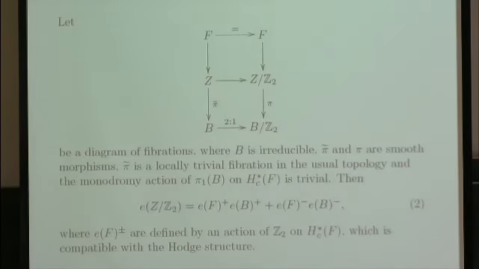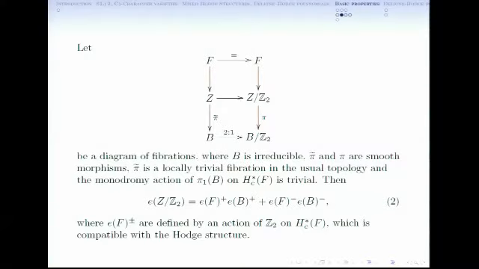So then we prove the following proposition. If you have a diagram of fibrations where B is connected and P bar and P are smooth, if you have this locally trivial fibration in the usual topology, and the monodromy action of pi 1 in the cohomology of the fibers is trivial, then the Deligne-Hodge polynomial for X acted on by Z2 is of this form.